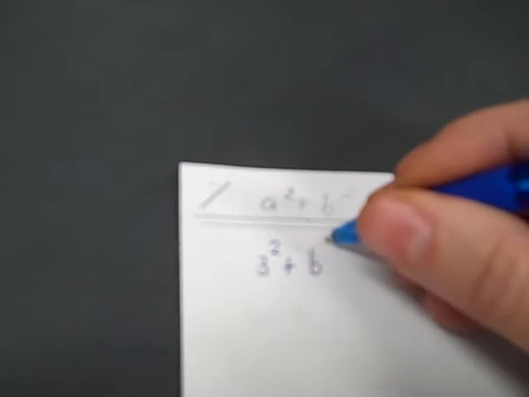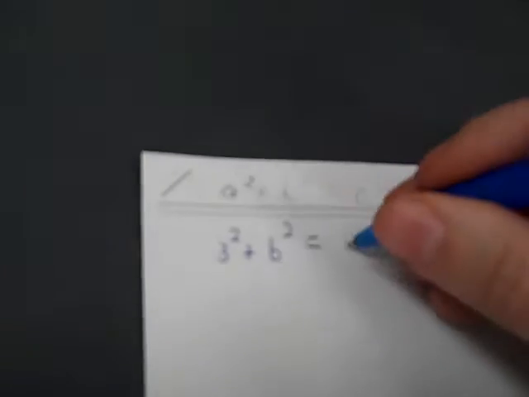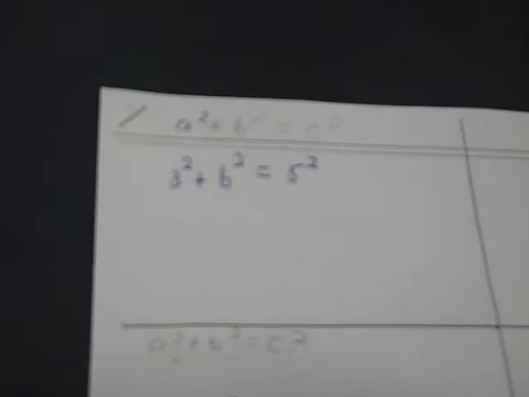So a you know is 3, so 3 to the second. Now b you don't know, but don't write x for that. That was a stupid way to teach that. Keep the b the way it is with the second power. And then equals, then your c is 5 to the second. Now we need to get rid of those second powers on the actual numbers.